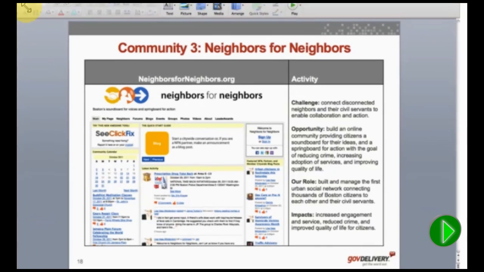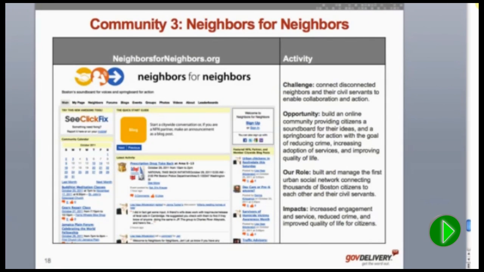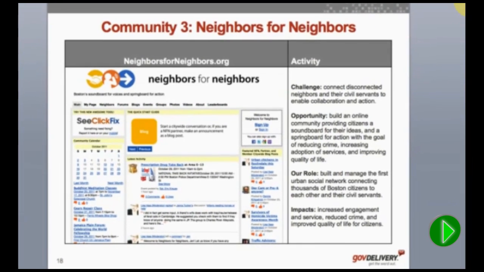The network that you're looking at now is called neighborsforneighbors.org, and it's a social network that connects neighbors to each other and those who serve them, such as police officers and neighborhood liaisons in the city of Boston. It's the first social network of its type, launched in 2007. And people join Neighbors for Neighbors for the following reasons. They want to be connected to each other. They want to know what's going on in their neighborhood. They want to find out where they can plug in. And they want to do things together.